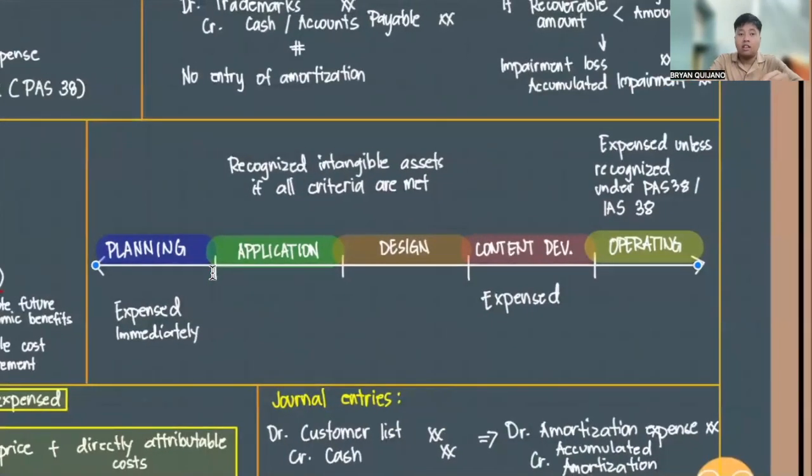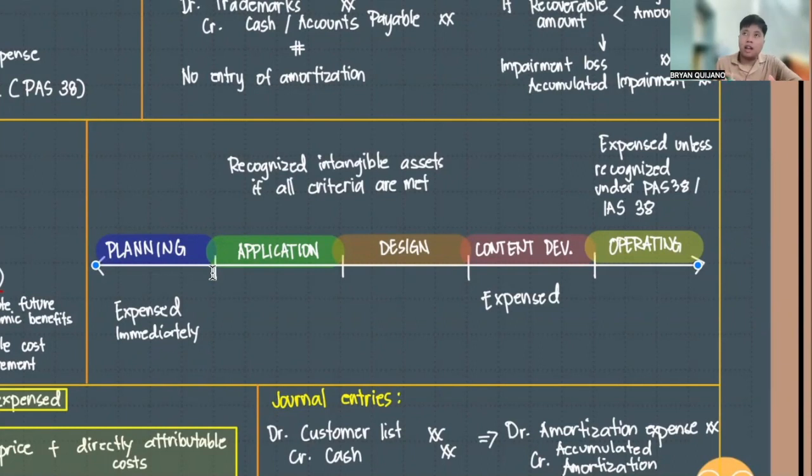We have 5 stages for the website. We have the planning, application and design stage, content development stage, and operating stage. If the website is still in the planning stage, then all of the costs incurred in this phase will be expensed immediately.